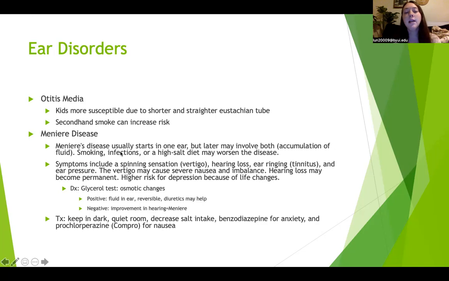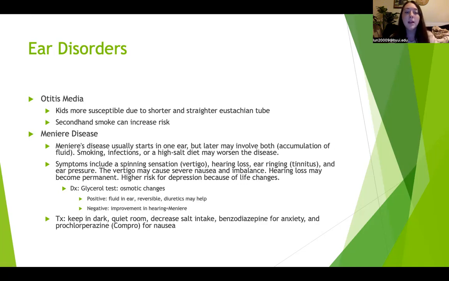Meniere's disease usually starts in one ear, but may later involve both. It's basically the accumulation of fluid. Smoking, infections, or a high salt diet may worsen the disease. So the symptoms include vertigo, a spinning sensation, hearing loss, ear ringing, tinnitus, and ear pressure. This vertigo may cause severe nausea, and imbalance may become permanent. There's a higher risk for depression because of the life changes that have to be made because of Meniere's disease.